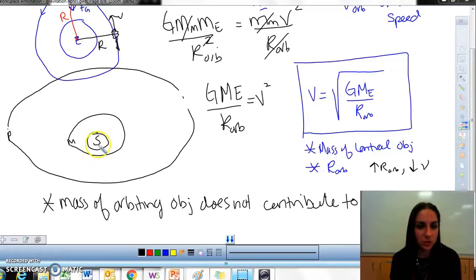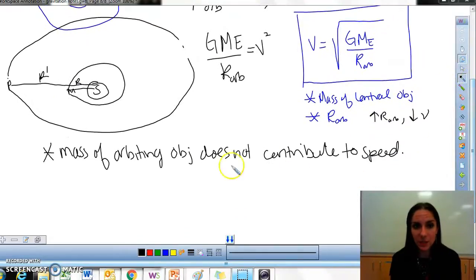So the example I like to show you is Mercury versus Pluto, right? So Mercury goes really fast around the sun because it has a smaller R. But Pluto is way out here, right? Well, that's a big radius, which means that's going to be a slower velocity. So if you think of it that way, it should make sense. I actually don't know the exact value of how long it takes Pluto to go all the way around, but it's a long time versus Mercury. Now, the biggest thing you should get from this is that the orbiting mass does not contribute to speed.